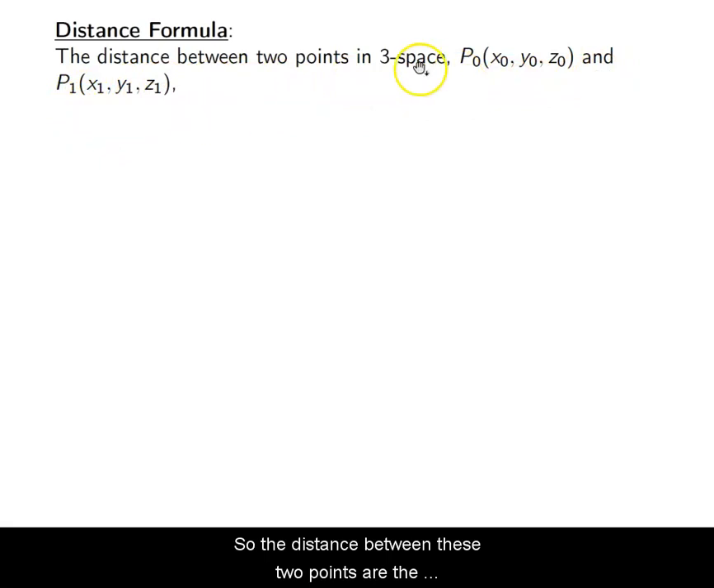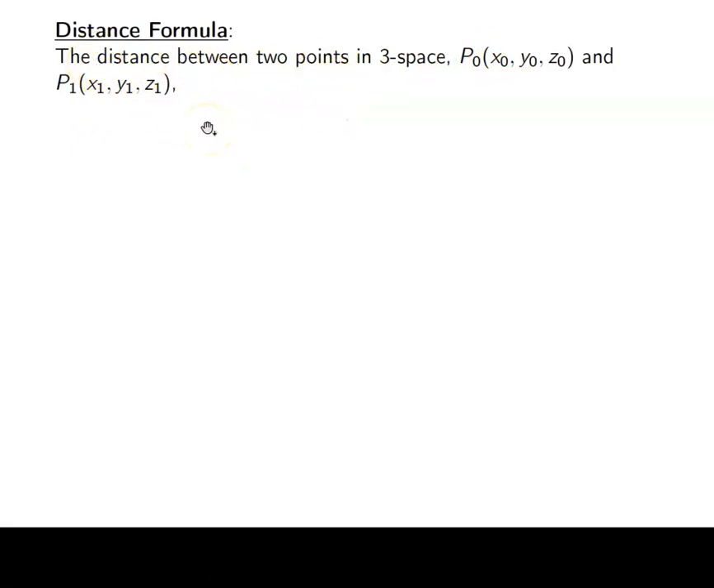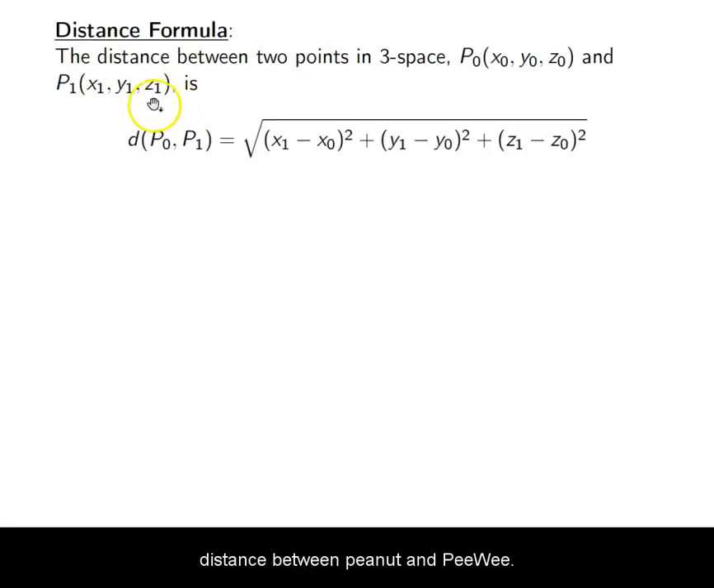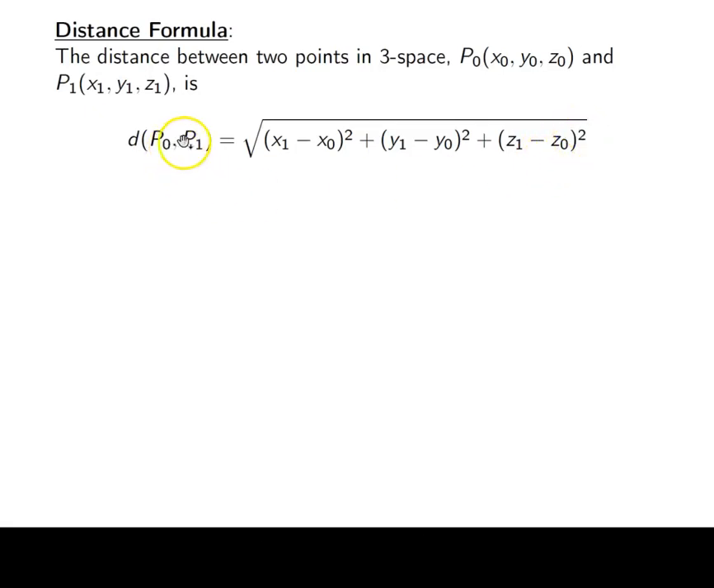So the distance between these 2 points is the differences in their respective variables, right? Take their values, square them, add them together, and take their square root. So the distance between P0 and P1 is the difference in X values squared plus the difference in Y values squared plus the difference in Z values squared, and then take that sum and square root it.